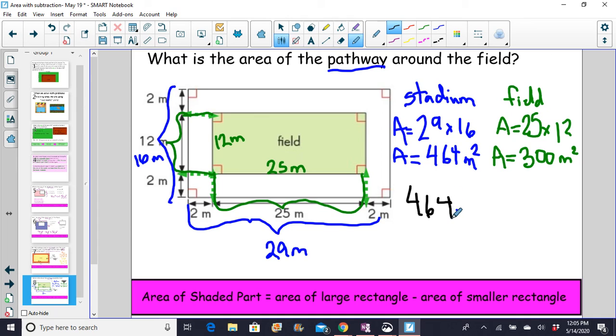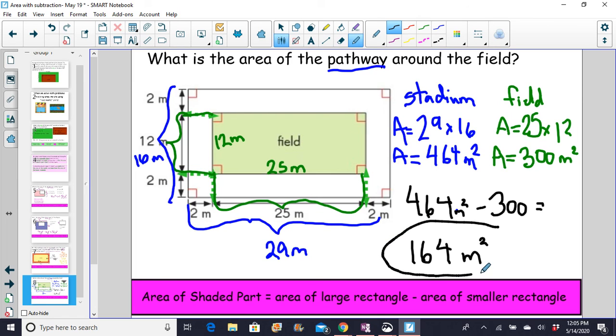So that means I'm going to subtract 464 meters squared minus 300 meters squared. So 464 minus 300 is going to give you 164 square meters as the area of the pathway around the field.